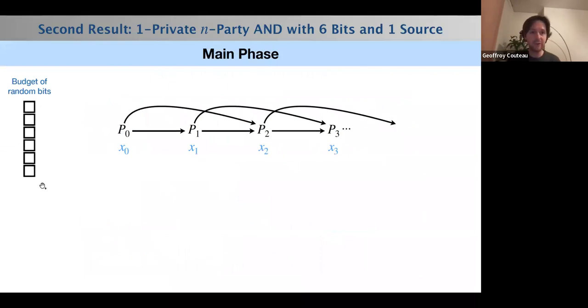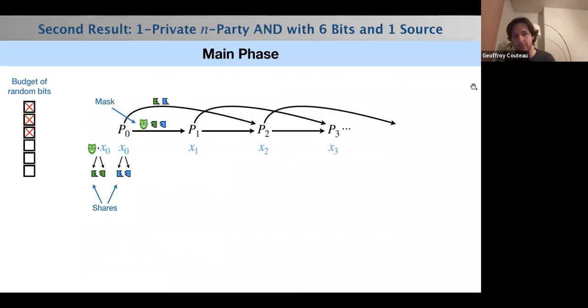So we have a budget of 6 random bits. And the way we do it is we'll have P0 toss all random coins throughout the protocol. The parties will communicate in a line where P0 will communicate with P1 and P2, P1 will communicate with P2 and P3, and so on.